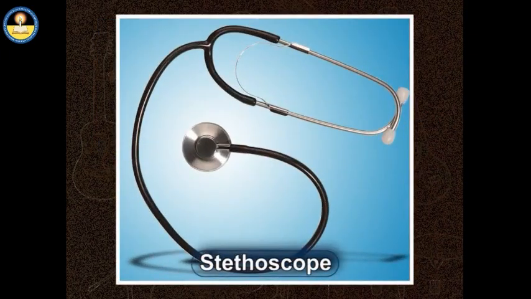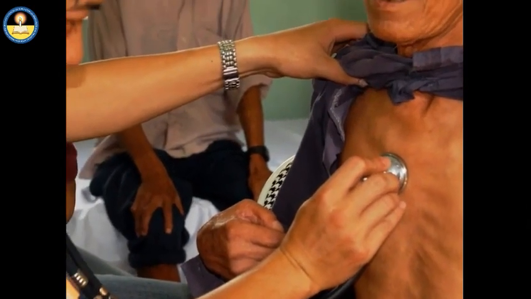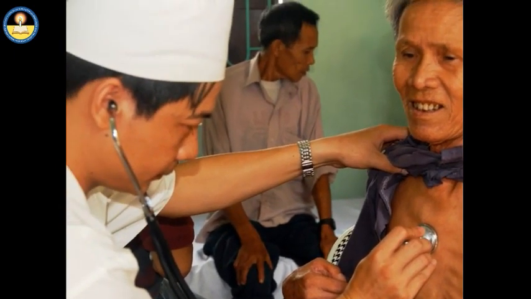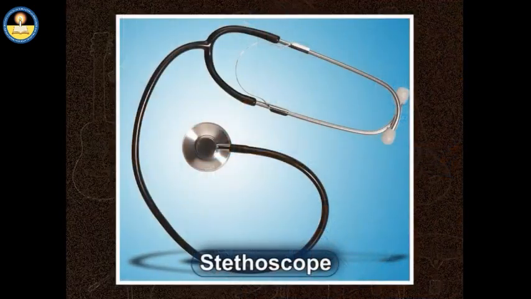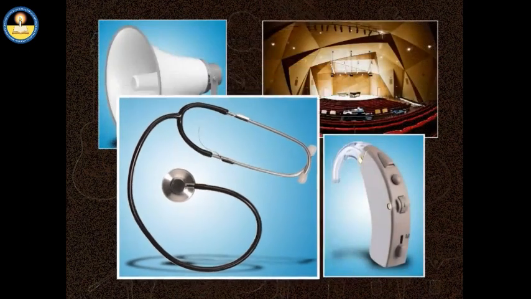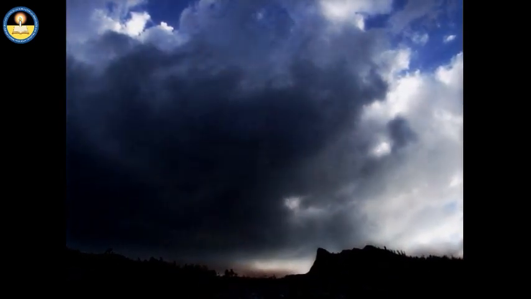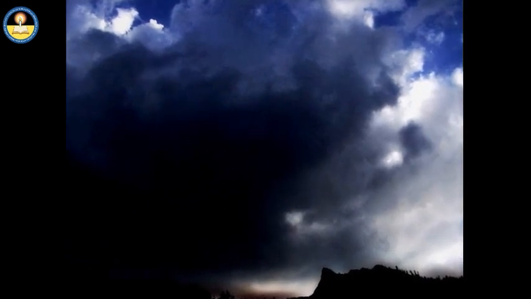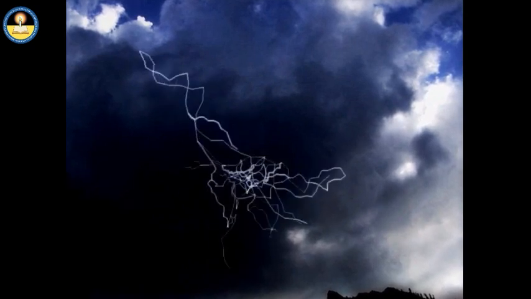Stethoscope. A stethoscope is used by doctors to listen to the sounds produced within the patient's body, mainly by the heart or lungs. The sound produced by the heart reaches the doctor's ear after multiple reflections within the tube of the stethoscope. The rolling of thunder is also due to successive reflections of the sound from a number of reflecting surfaces, such as the clouds and the land.